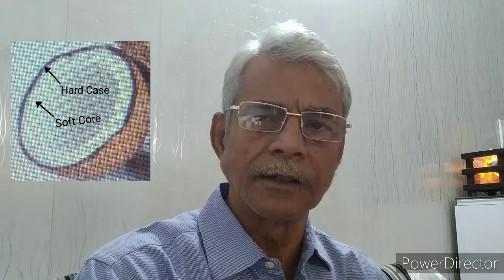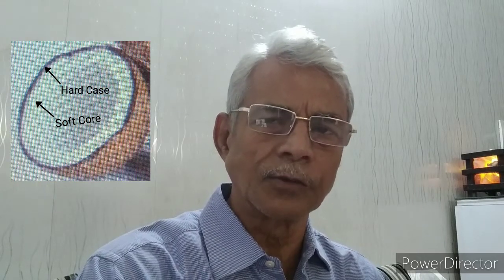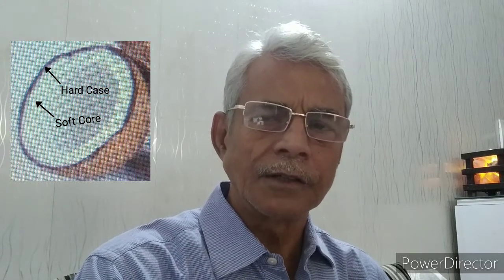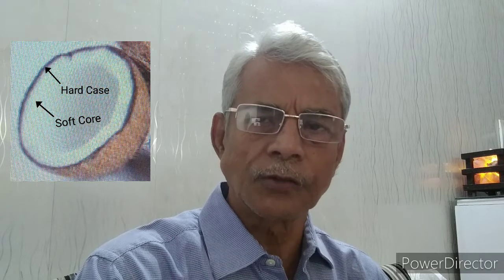You must have seen a dry coconut, and the surface of this dry coconut is very hard. But when you break it, you find that the inner surface is very soft. Same thing is shown in this picture also. After breaking the coconut, you find a thin layer of dark brown color which is very hard, but just beneath that there is a soft layer which is in white color. So it consists of basically a hard case and a soft core.